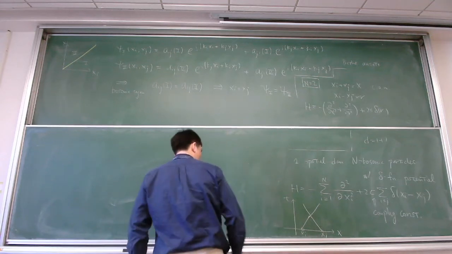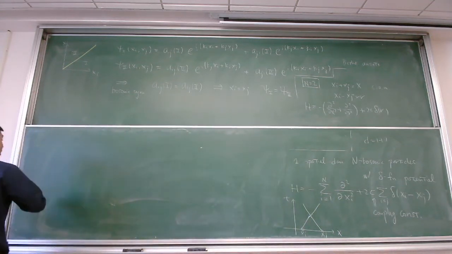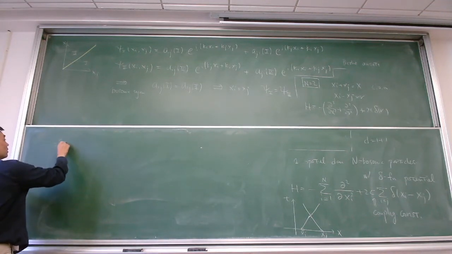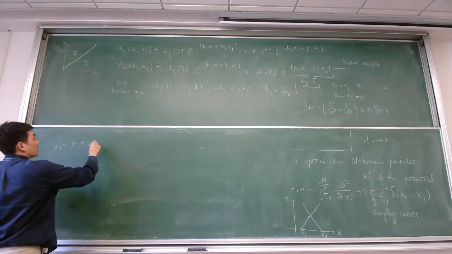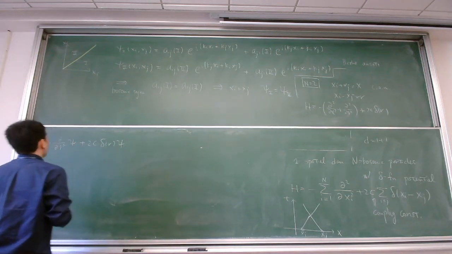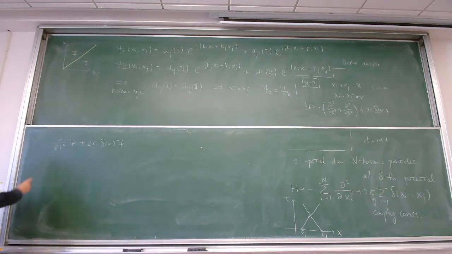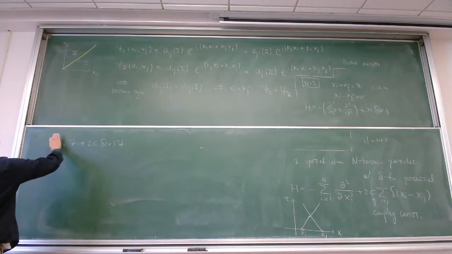Therefore, the wave function should be independent of the center of mass motion. So we just want to solve the Schrodinger equation, psi plus 2c delta function of r times psi. This is the Schrodinger equation, up to sign. I'm not careful with sign, to be honest. I think I should put the minus sign here.